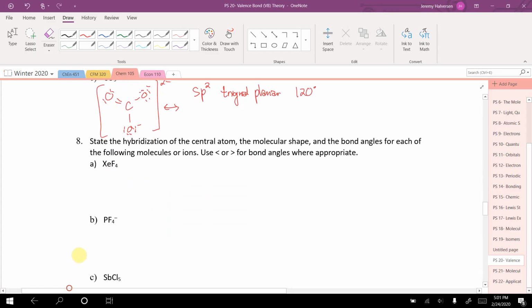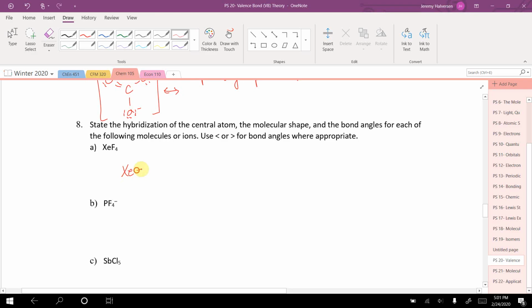All right, state the hybrid. Oh, it's the same thing. I don't know why I keep reading the instructions when they're exactly the same every time.